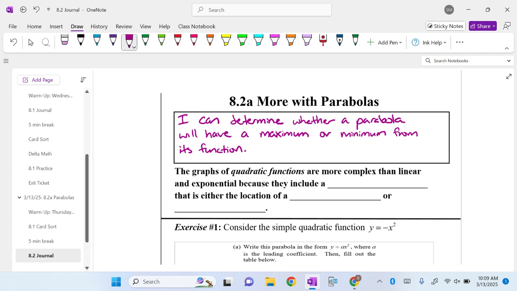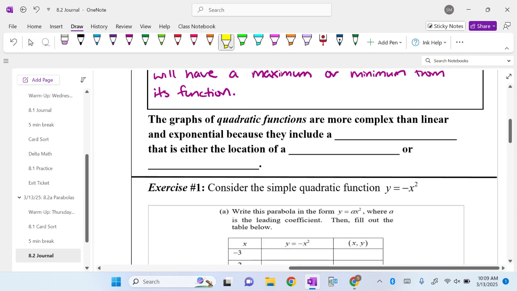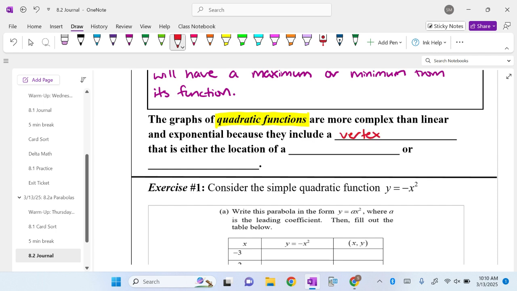So these notes are going to be very, very quick, but it's just telling you why the parabola either looks like a U or looks like an upside down U, why it looks like it has a maximum or why it looks like a minimum. There is a reason why that is. So the graphs of quadratic functions are a lot more complex than linear and exponential because they include that vertex or turning point.